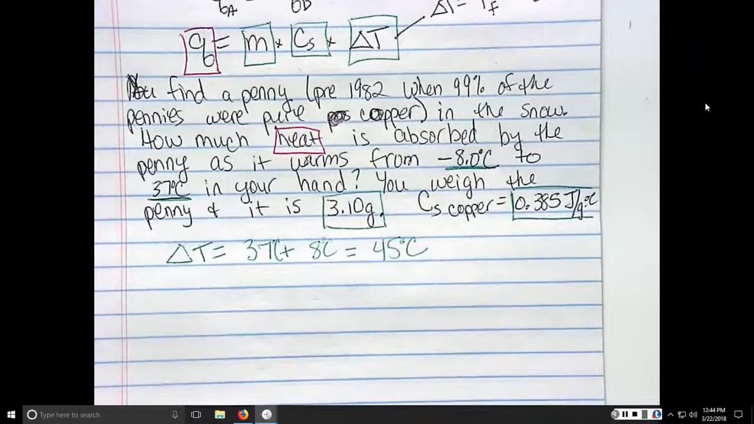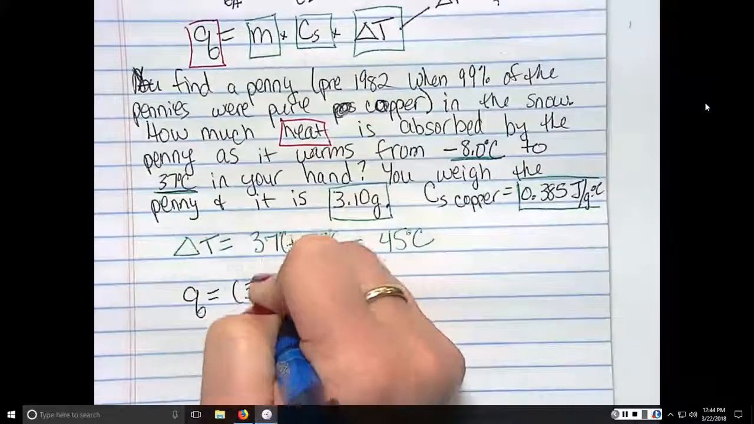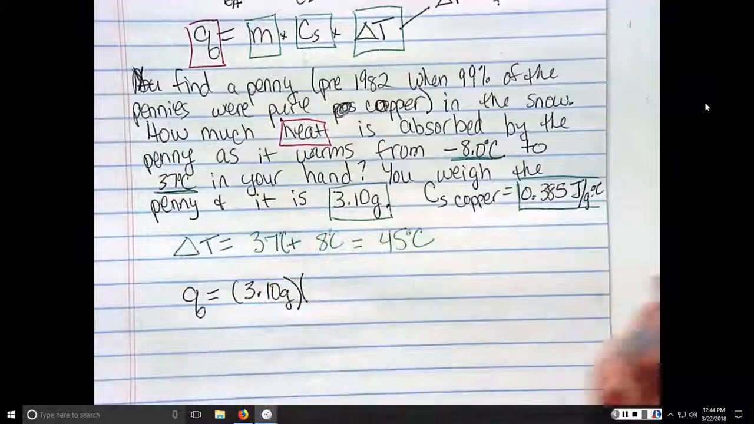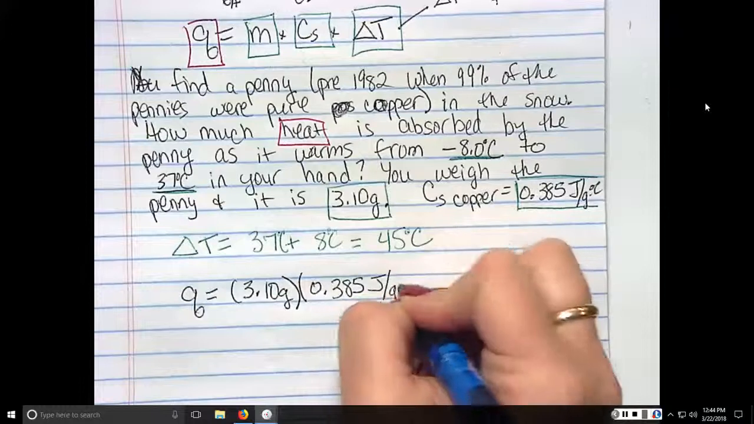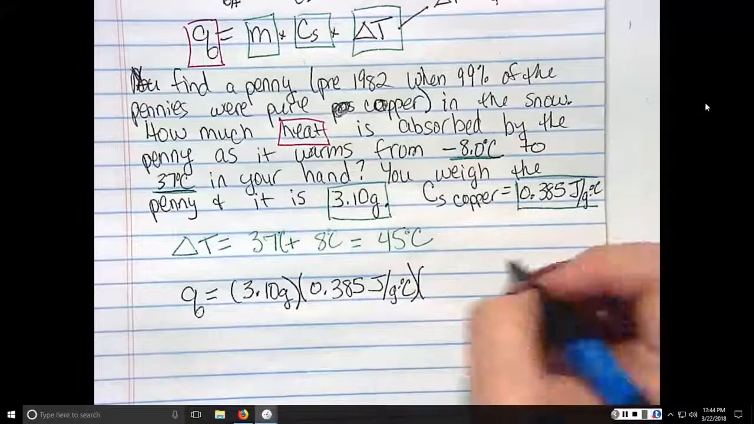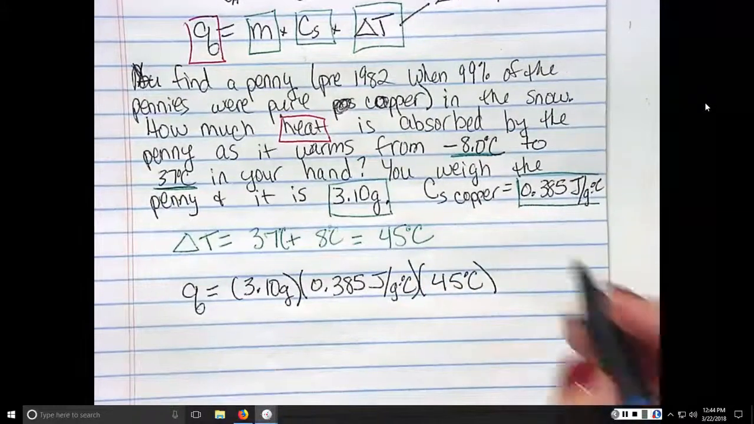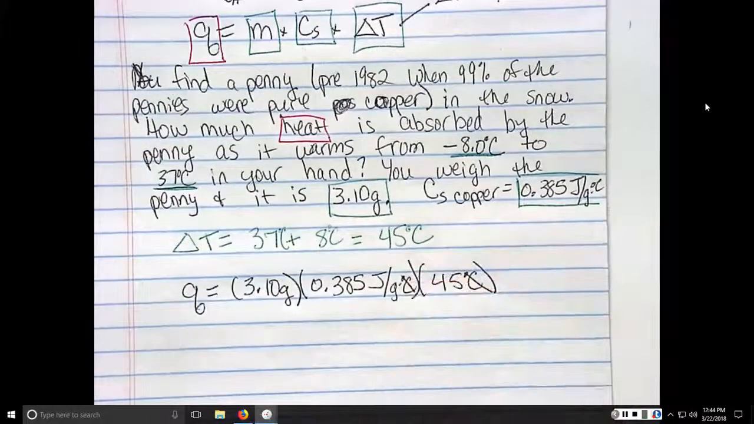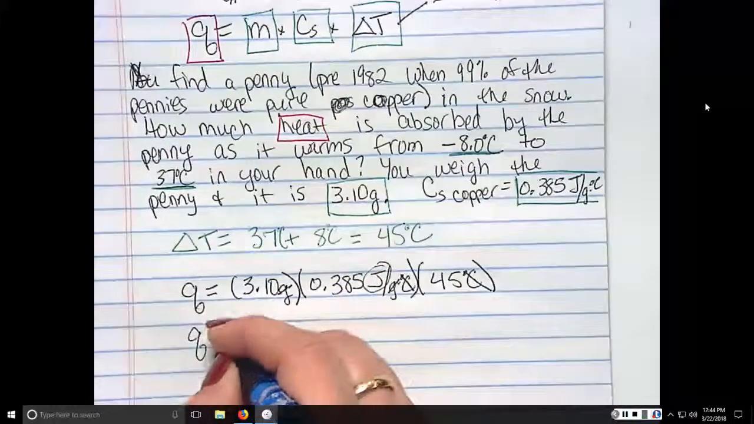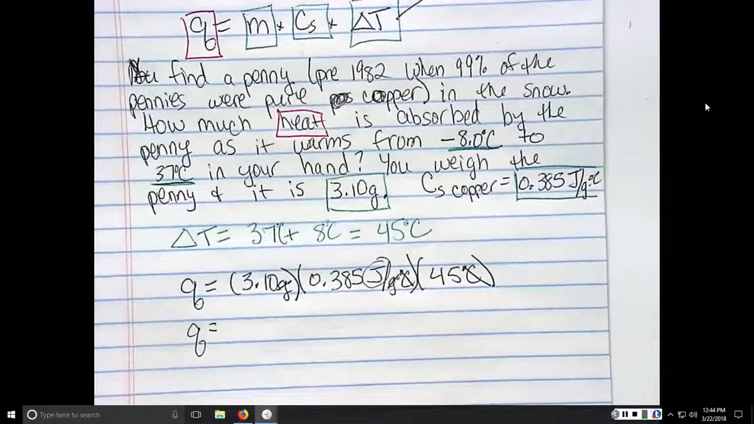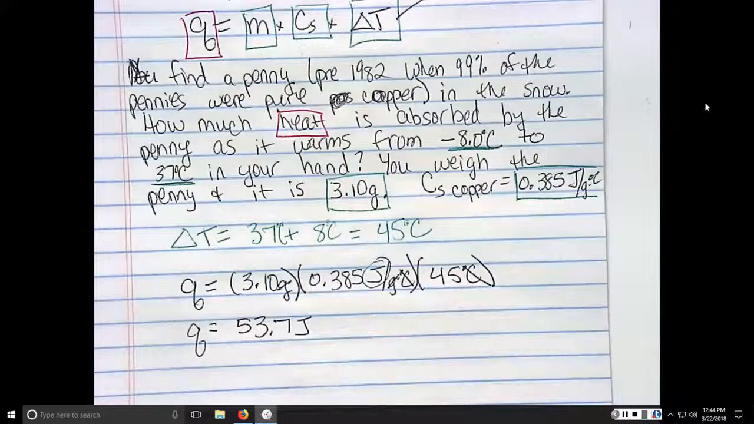Okay? All right. So plug and chug. What you'll note is that Celsius cancels, grams cancel, you're left with joules. That's good because heat is in joules. And if you do the math, that should be your answer.